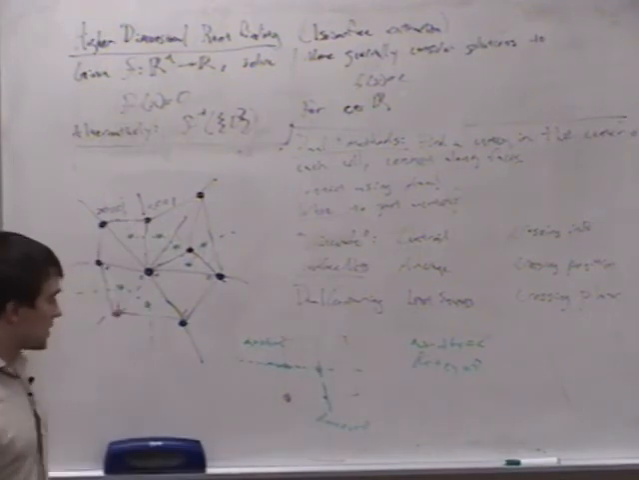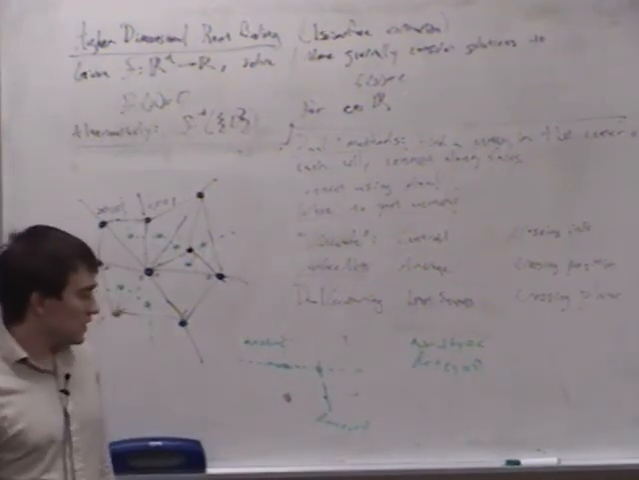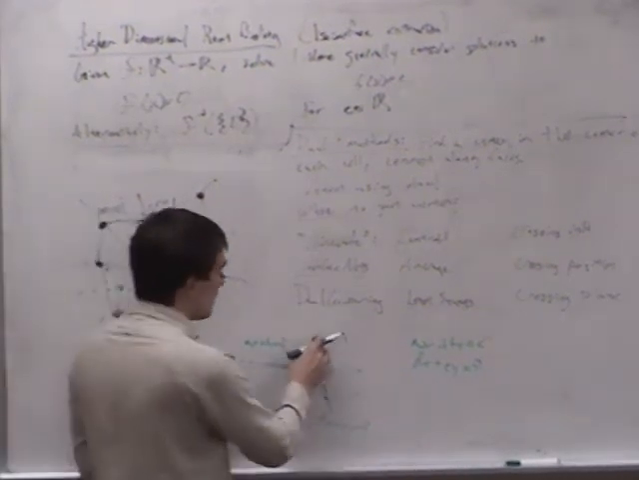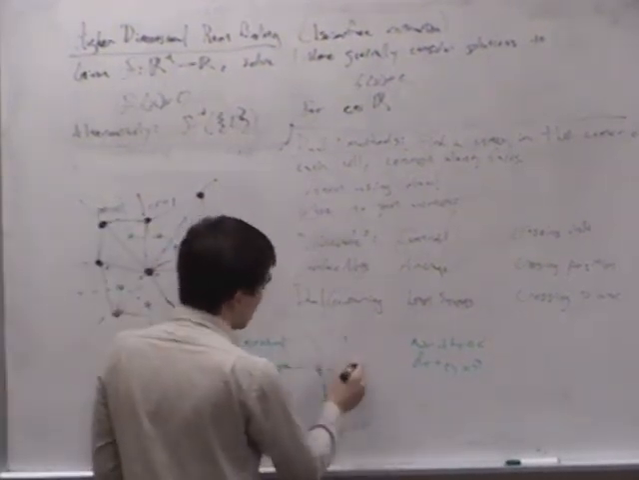The problem, though, is that you might have more than two crossings for any one of these cubes, right? So there could actually be another set of crossings up here, right?